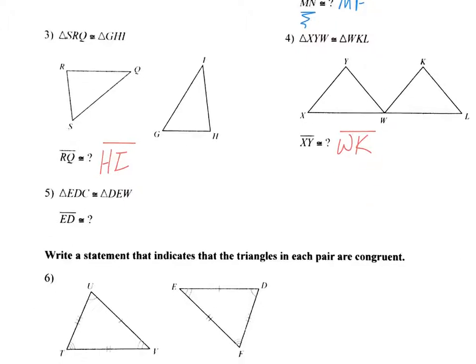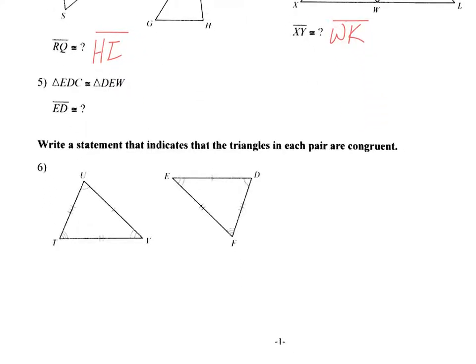What if you don't have a picture at all? What if all you have is a congruent statement? Well, we can still do that. So we look right here, ED. ED corresponds to DE. So we write DE here.